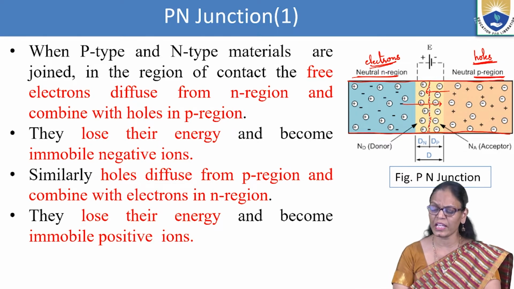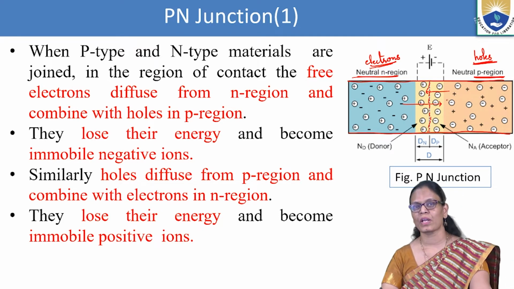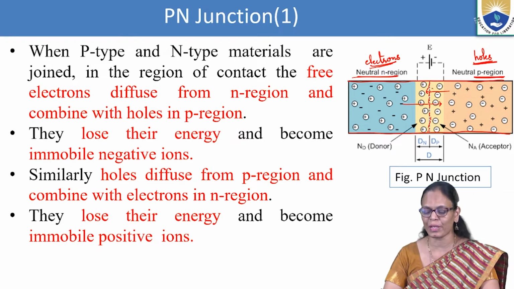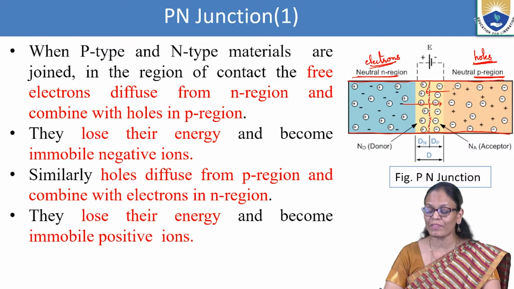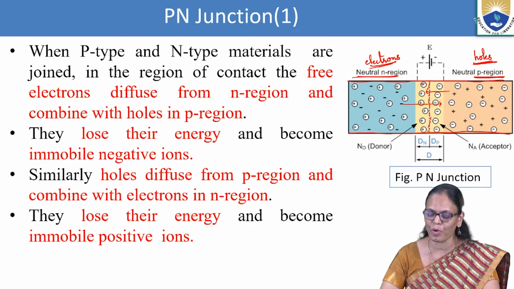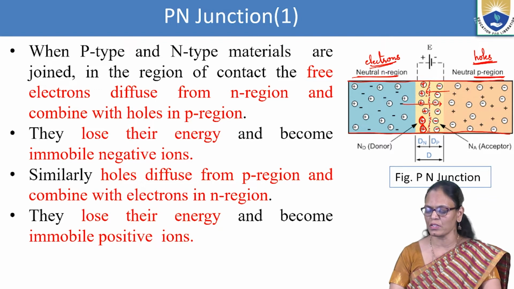Now when these electrons and holes move, the electrons lose their energy and become immobile negative ions. What is happening here when the holes are coming? Here they are losing their energy and they will become immobile negative ions. Similarly, when the holes are diffusing from the P region and combining with electrons in the N region, they lose their energy and become positive immobile ions. So what we have near the junction is positive immobile ions on the N side and negative immobile ions on the P side. There are layers that are formed on either side of the junction.